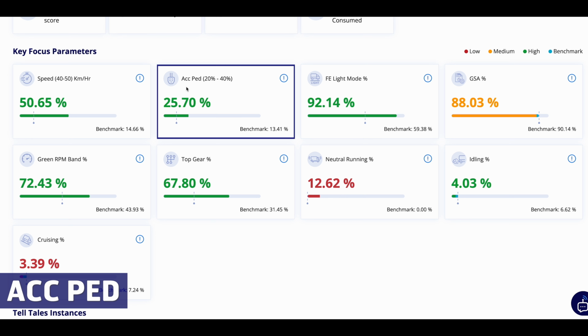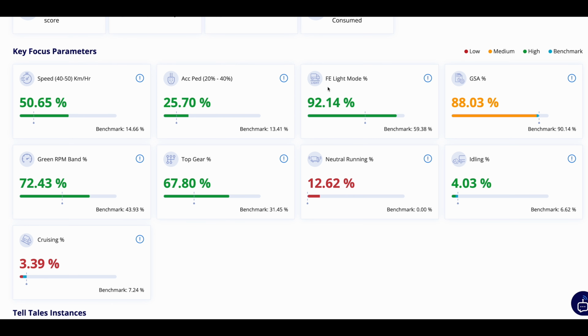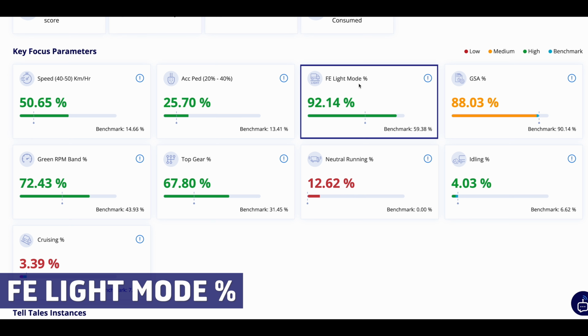Minimizing aggressive acceleration is most crucial for fuel efficiency among all the parameters. The system analyzes acceleration pedal usage depending on the force put on the acceleration pedal. Saarathi analyzes engine operation based on 3 modes: light, medium, and heavy. The ideal scenario for fuel efficiency is driving in light mode as much as possible. In this case, the vehicle is performing very well, achieving 92.14% light mode usage, which aligns with both vehicle recommendations and industry benchmarks. Maintaining this driving behavior is recommended for optimal fuel economy.